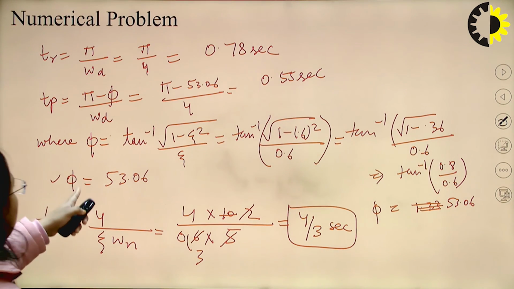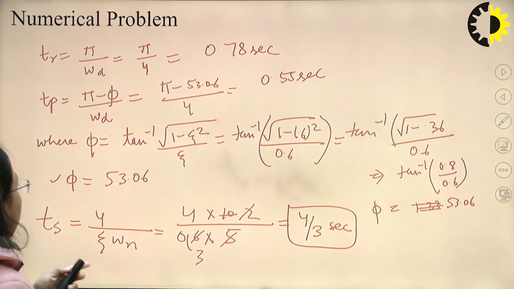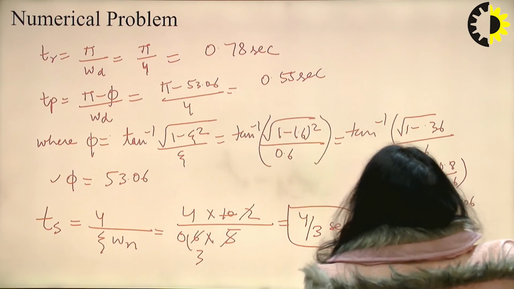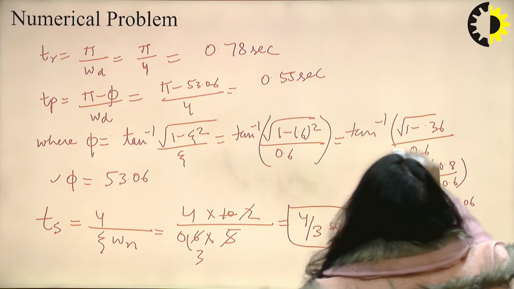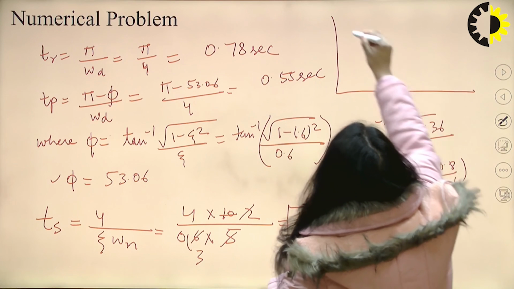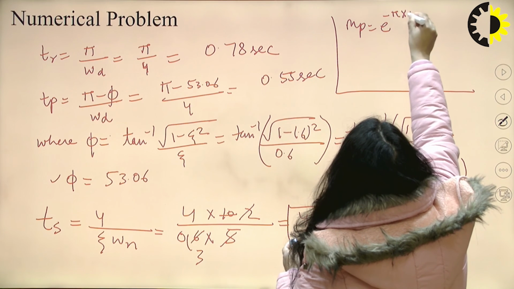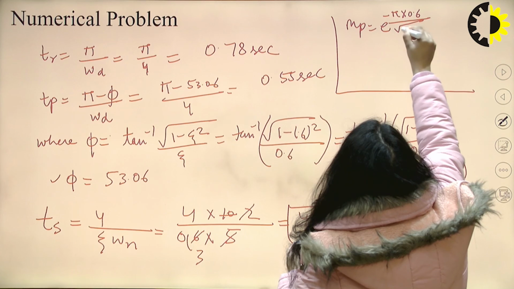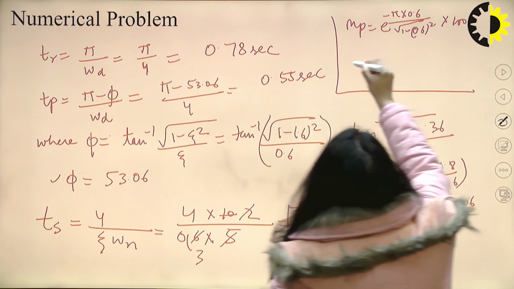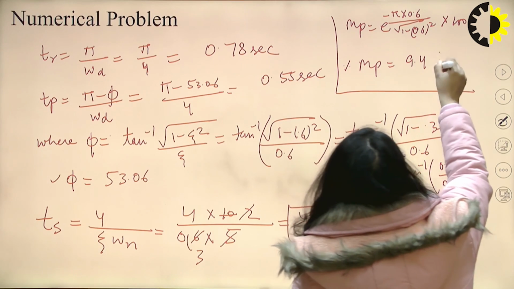Now we can calculate the value of MP. We know the value of zeta here is 0.6. We can calculate the value of MP from this equation. MP is equal to e raised to the power minus pi into 0.6 upon under the root 1 minus 0.6 whole square, into 100. So the value of percentage MP is coming out to be 9.4%.